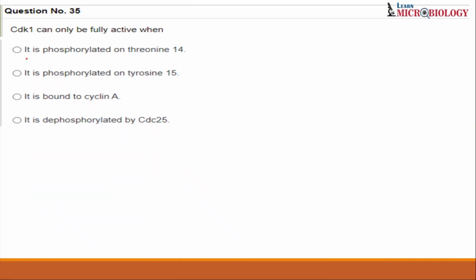Let's move on to the next question. Question number 35. CDK1 can only be fully active when: option A, it is phosphorylated on threonine 14. Option B, it is phosphorylated on tyrosine 15. Option C, it is bound to cyclin A. Option D, it is dephosphorylated by CDC25.